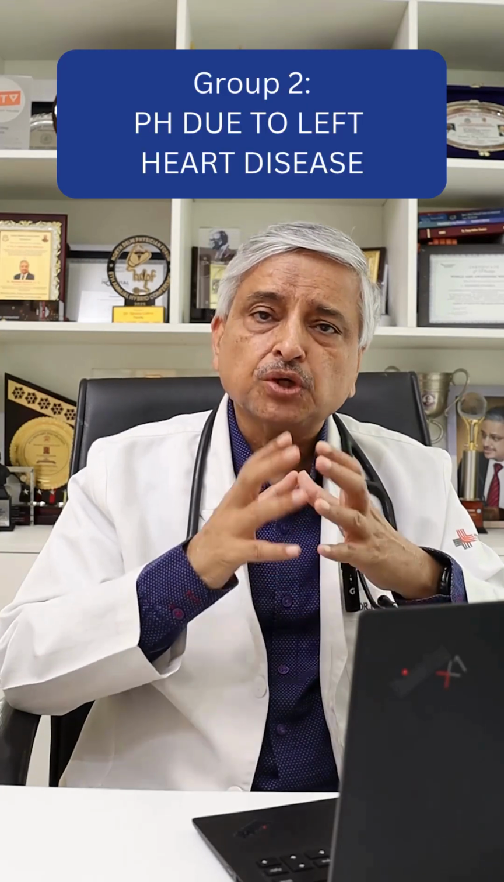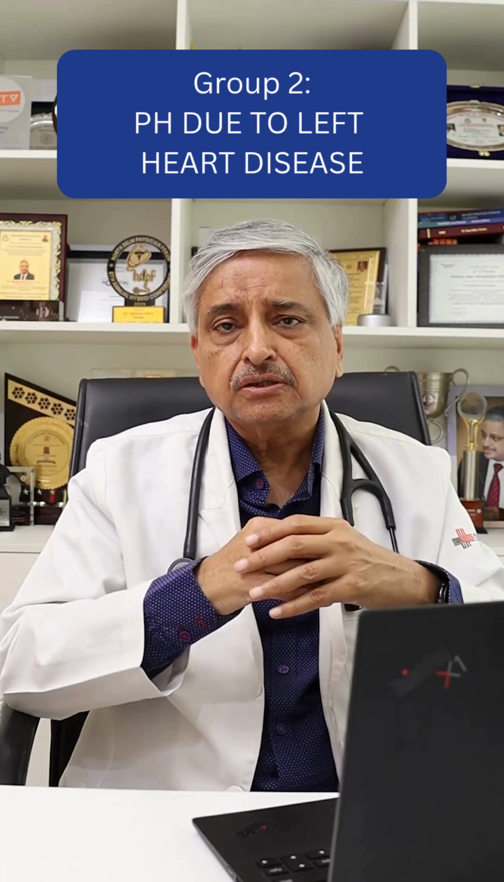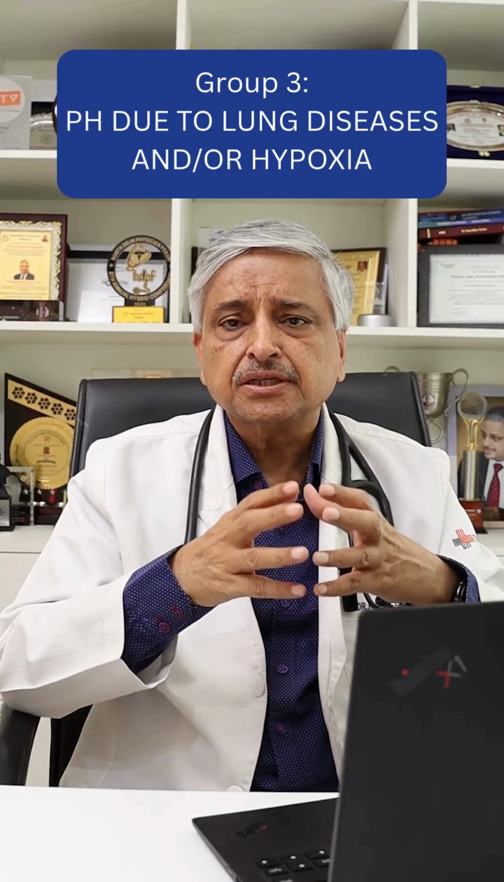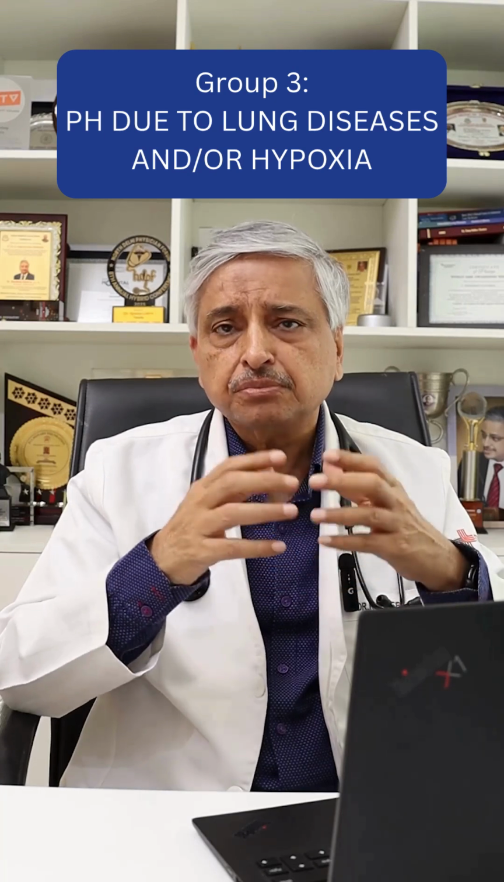Group 2 is the one which is predominantly related to the left heart or left heart disease, and there can be numerous causes which are leading to left ventricular failure and elevation of the pulmonary artery pressure. Group 3 is what pulmonologists more commonly see, and that is related classically to parenchymal or lung diseases or disease related to the respiratory system, common causes being COPD and ILD.